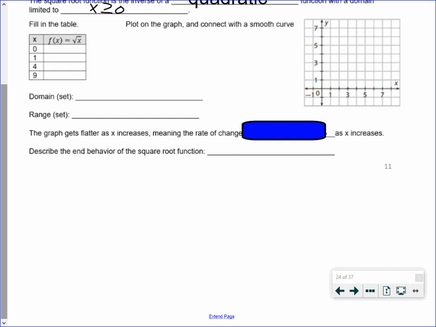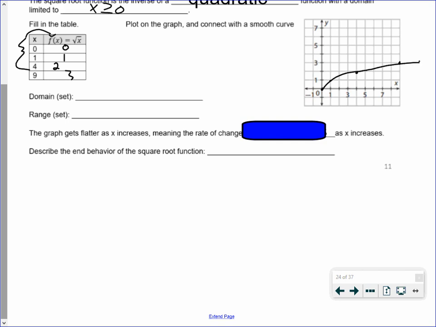So we have these x values here. We're going to plug them into our f of x, which is just the square root of x. So we're essentially just taking the square root of all these x's. The square root of 0 is 0. The square root of 1 is 1. The square root of 4 is 2. And the square root of 9 is 3. So we have all these points: (0, 0), (1, 1), (4, 2), and (9, 3). We're going to graph them and see what our parent function looks like.